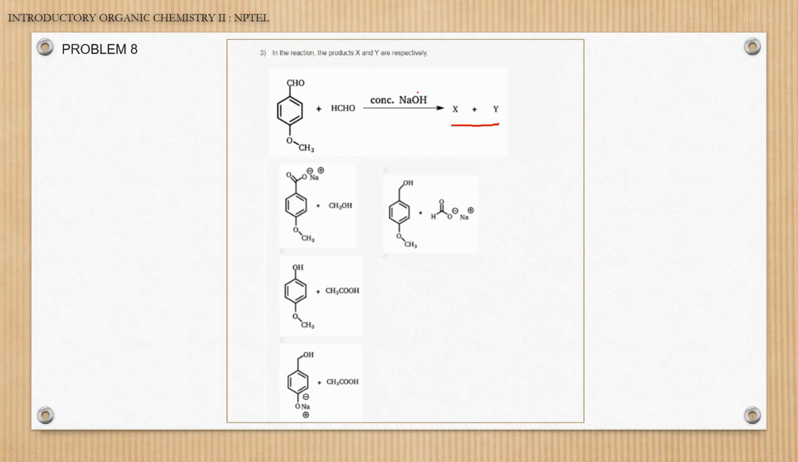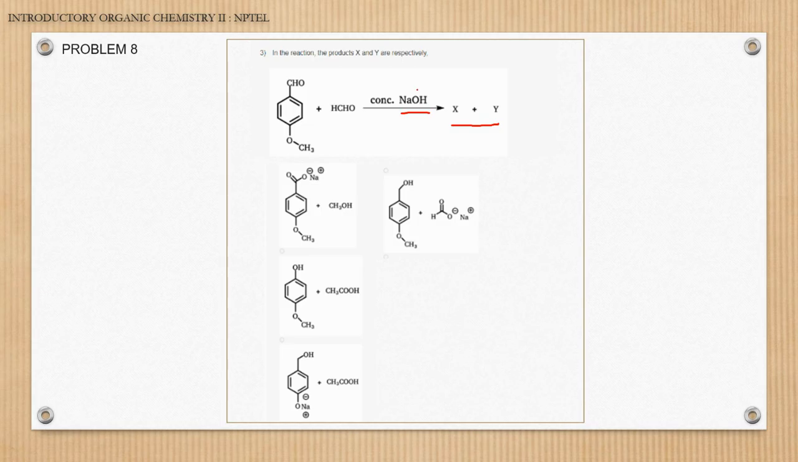Okay, I think you should respond to it. So here, what is happening, guys? There is a base which is present. There is no alpha proton. The base is acting as a nucleophile, because there is no alpha proton present to do the aldol condensation. So now aldol condensation is not operative. So which reaction is operative here? Cannizzaro. Yeah, the Cannizzaro reaction is operative here because there is no alpha hydrogen present to abstract.